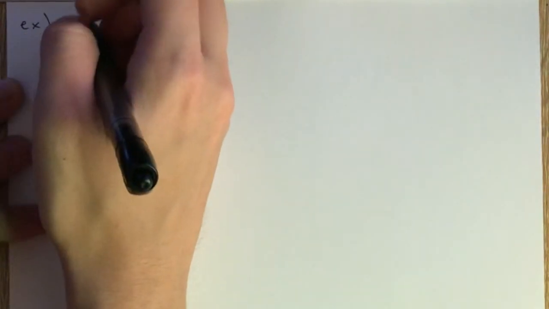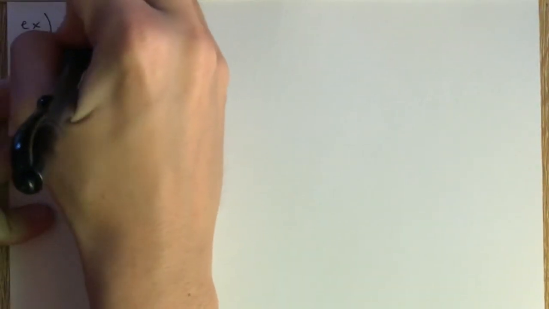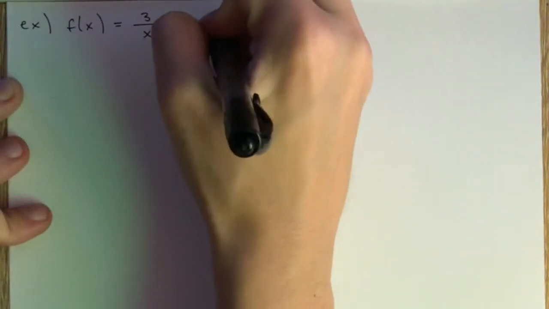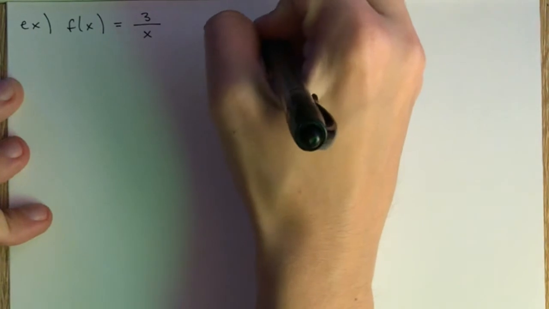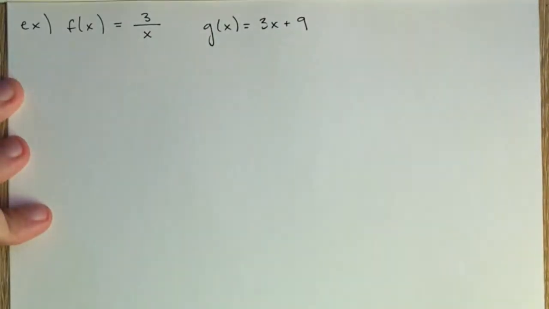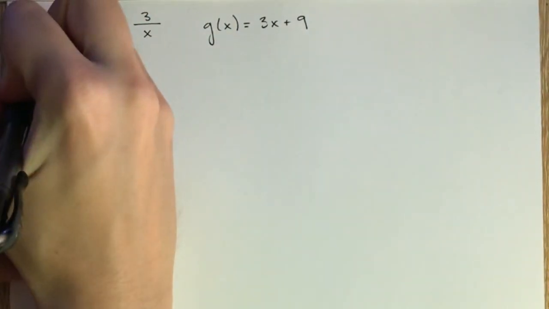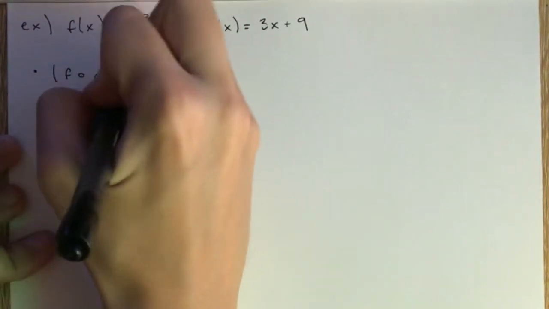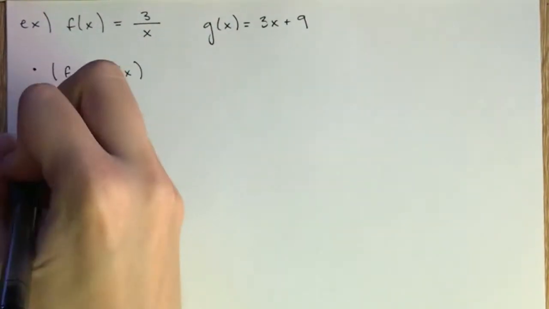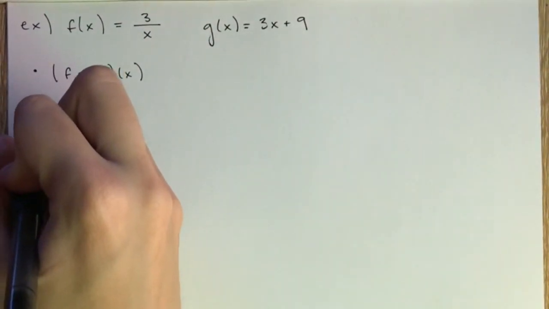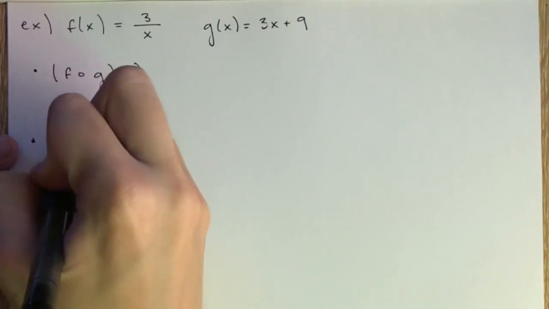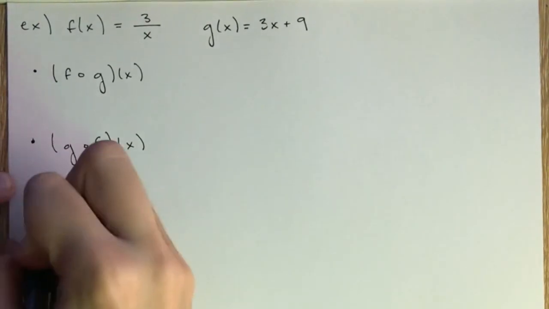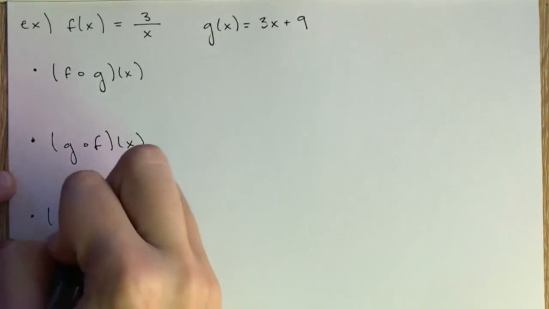Let's say we were looking at f of x equals 3 over x, and g of x equals 3x plus 9. Let's find f of g and its domain, g of f and its domain, and f of f and its domain.